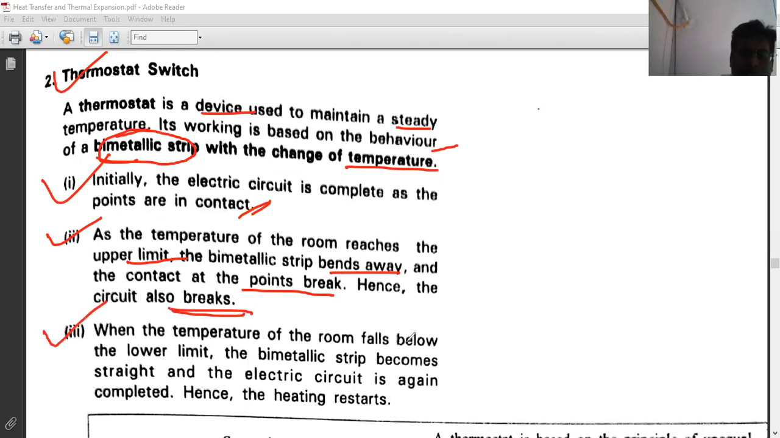So at the upper point, the contact breaks down. When the temperature of the room falls below the lower limit, the bimetallic strip becomes straight and the electric circuit is again completed. Right. So when the temperature falls, the bimetallic strip becomes straight. In this way, the circuit is also completed. Right. That is called a thermostat switch.